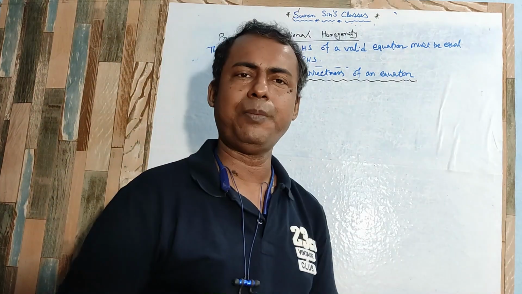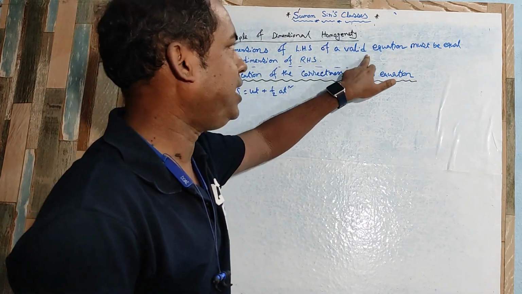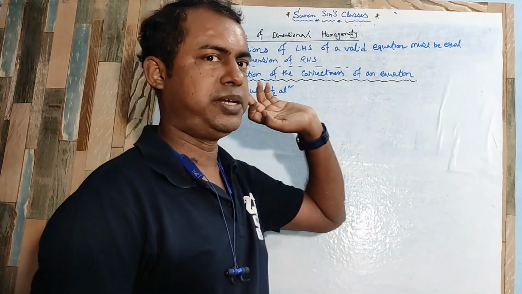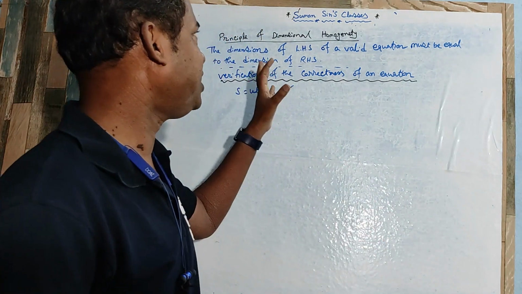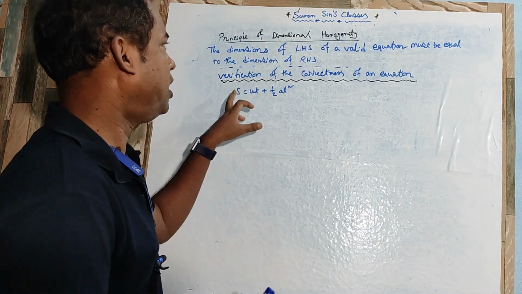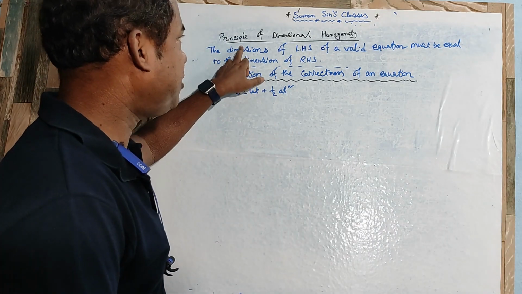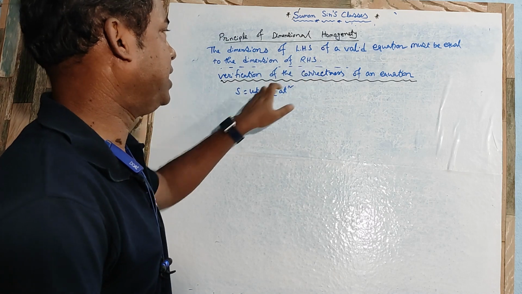What is the principle of dimensional homogeneity? The dimensions of the left hand side of a valid equation must be equal to the dimensions of the right hand side. This is the principle of homogeneity. Now the question arises, what is the meaning of that? Consider s equals ut plus half at square. Dimensional homogeneity represents that the dimension of the left hand side. What is the left hand side?